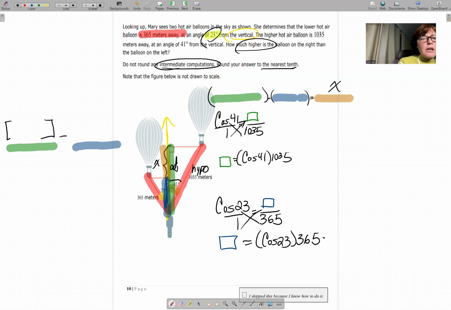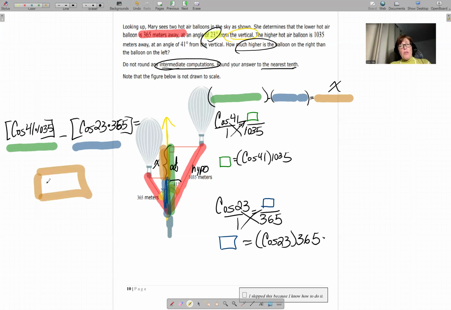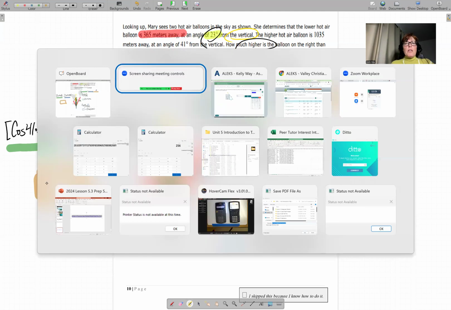So our green is cosine 41 times 1,035 minus the blue, which is cosine 23 times 365. Subtract that, and that would give you your x difference. So on the calculator, this is what it looks like. Notice you have to do this in one single step in your calculator. So it looks like this.